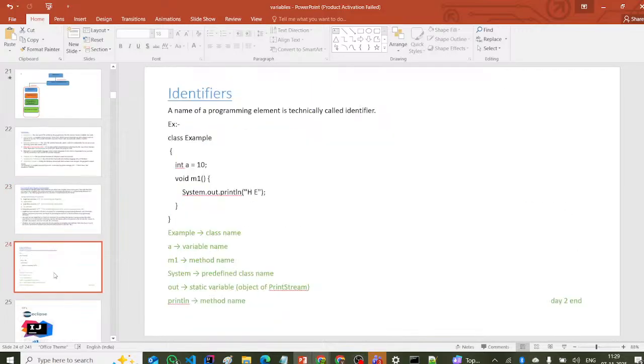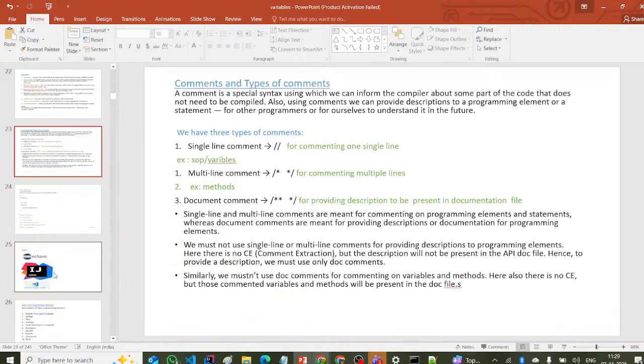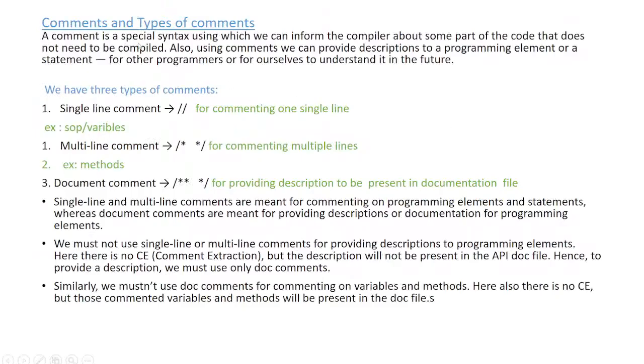And after that, the last topic: comments and identifiers. We'll see a simple topic first, comments. What is meant by a comment? Let me explain this one. A comment in Java is a special syntax using which we can inform the compiler that some part of the code does not need to be compiled.